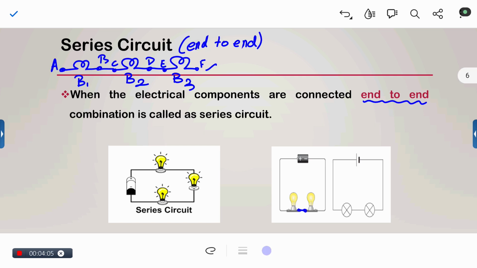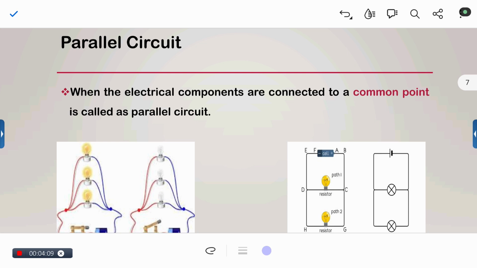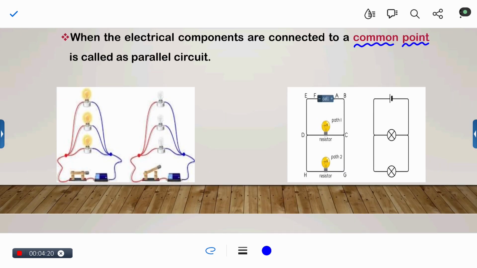The next one is called the parallel combination. This is the most important application, used in our homes. Whenever the electrical components are connected to common points. In this diagram, all three bulbs are connected to one common point and the other ends are also connected to a common point. If the combination is like this, we can say the given circuit is a parallel circuit.